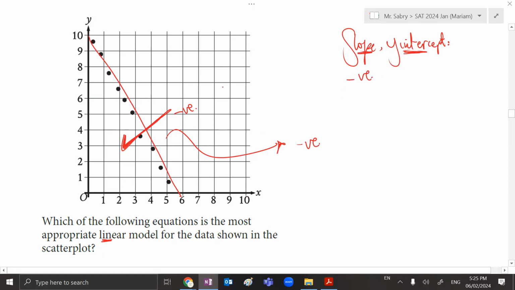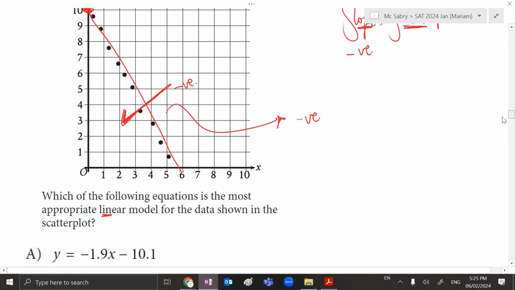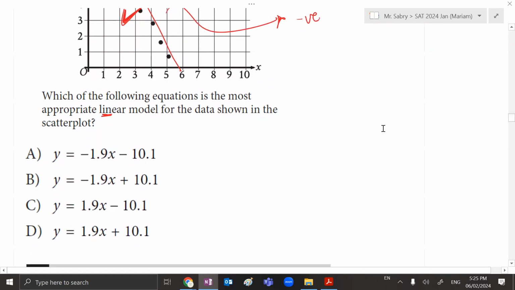And then what about the y-intercept? What's the value of the y-intercept? Probably it's around 10 or very close to 10. Yes. Okay, let's check the choices. We need a choice that has a negative slope and a positive y-intercept. Which one of those is that? Oh, it's only B. That was the only one that has a negative slope and a positive y-intercept, while this one has a negative slope, negative y-intercept. This one has a positive slope. You see how this works? We didn't even need to calculate the slope, actually.